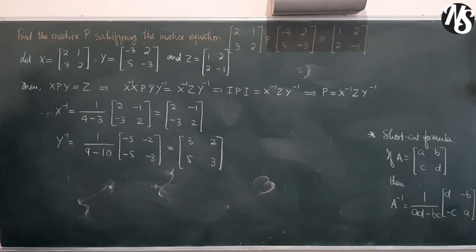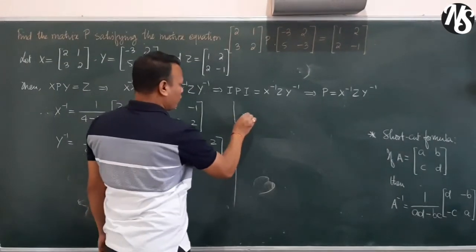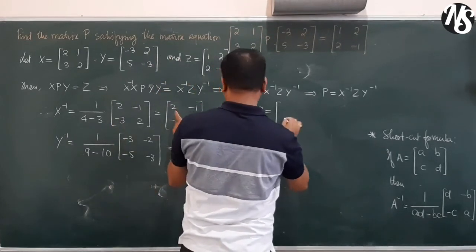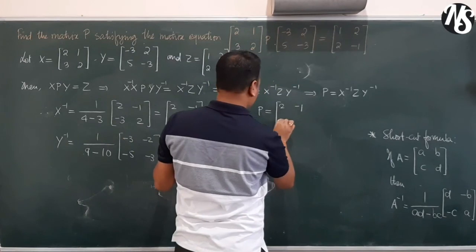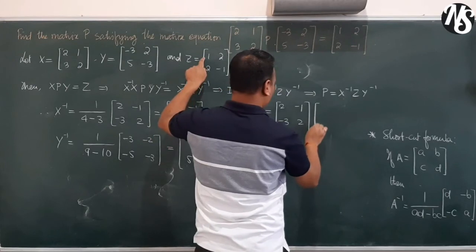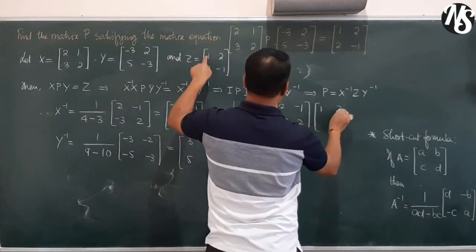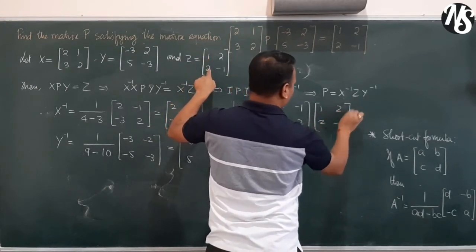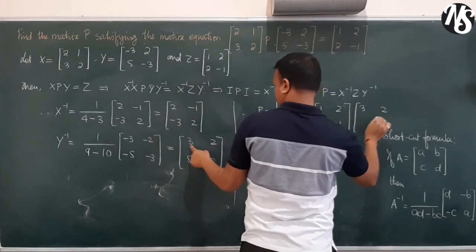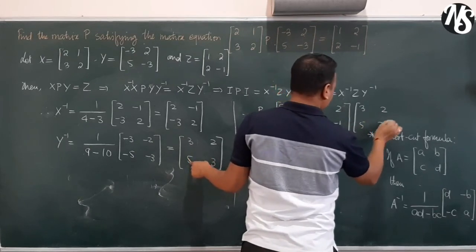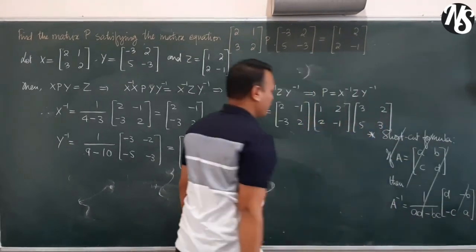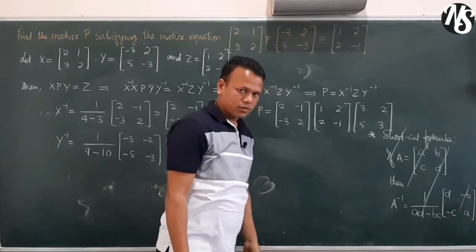Okay, so therefore your P will be equal to X inverse. What is X inverse? X inverse is 2, minus 1, minus 3, 2. Z is 1, 2, 2, minus 1, and Y inverse is 3, 2, 5, 3. Okay, so these are the things that you need to remember. So let me remove this. All right, now you have to multiply these three matrices, isn't it?